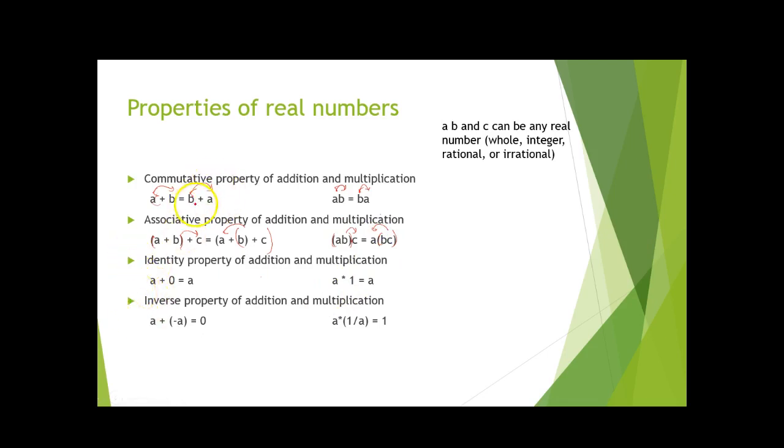So commutative property means that the letters or the numbers flip, and it's the same thing. The associative property is different numbers associate first before letting the others in on the secret.